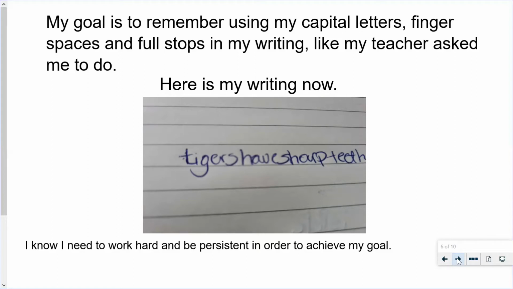Maybe your goal is to remember your capital letter, or to remember your finger spaces to separate your words, or you might need to remember to add the full stop at the end. Maybe your goal is to take a good photograph using a camera and not chop anything off. Or your goal might be to learn how to count on from 10 without counting from 0. Or your goal might be to know what a vertebrate or an invertebrate is. Or your goal is to write more or read more.